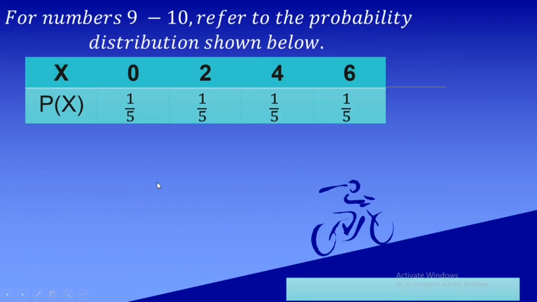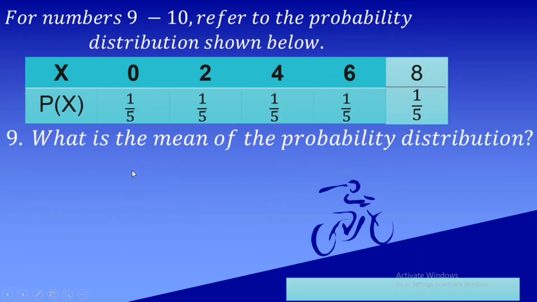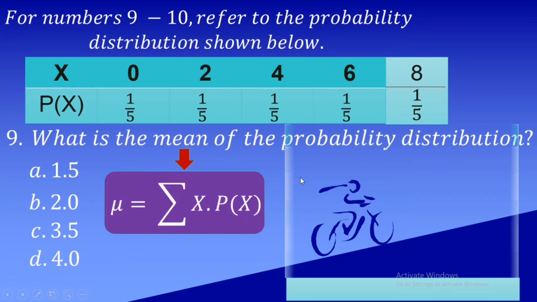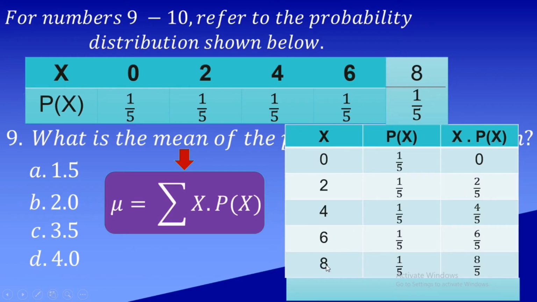Okay, for numbers 9 and 10, refer to the probability distribution. This is our random variable, 0, 2, 4, 6, 8, with its corresponding probability, that is 1/5. The question here is, what is the mean of the probability distribution? These are our choices. Our mean is given by mu equal to the summation of x times p of x. So let's construct the probability distribution table.